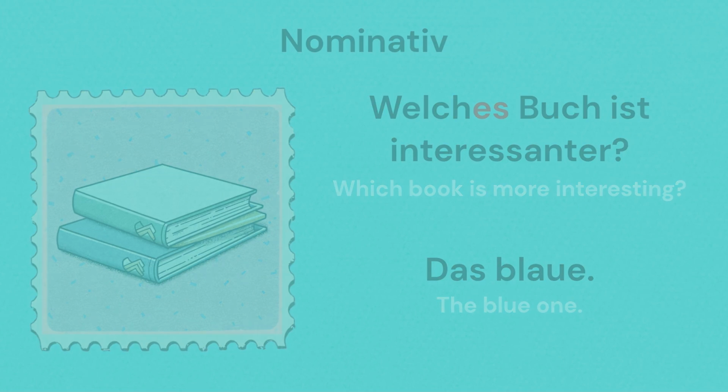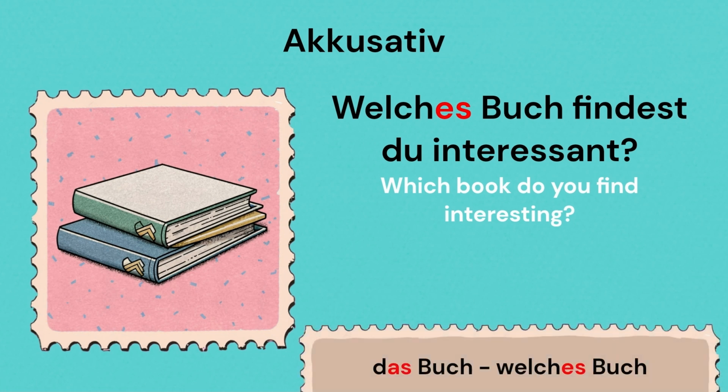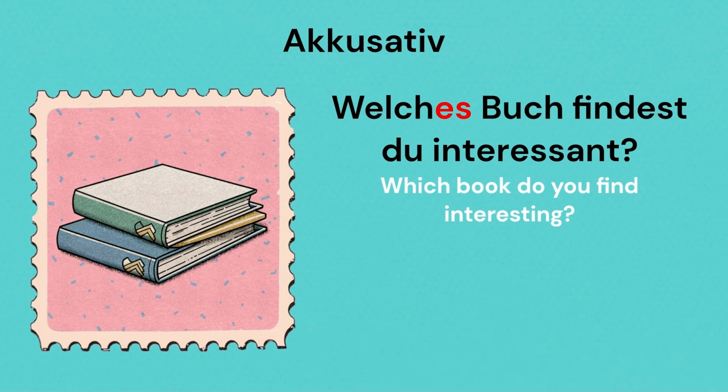In the accusative case, just like the feminine article, the neutrum article does not change. Das remains das. Welches Buch findest du interessant? Since the article remains das, for welches the ending remains es. Welches Buch? Die Antwort ist das Blaue.